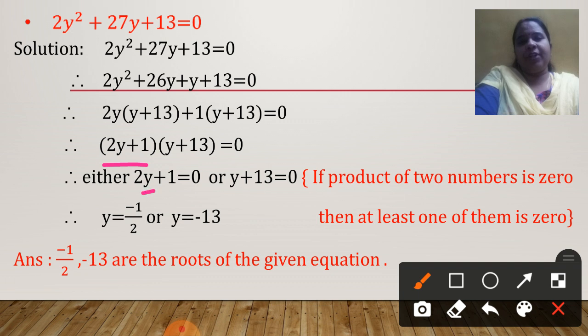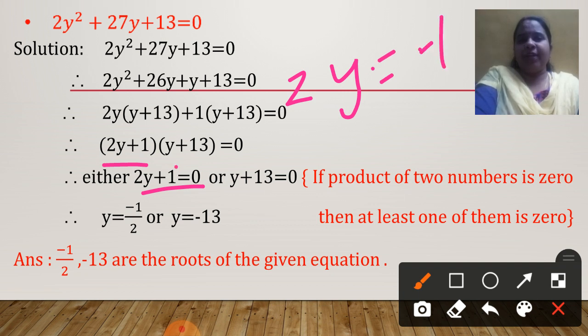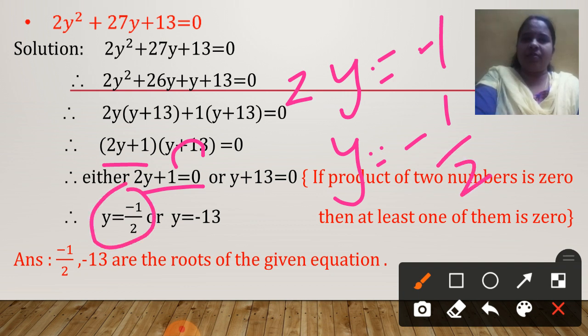After this one step I have not written. If you want, you can write that 2y will be equal to minus 1. Yes or no? 1 can be shifted this side, will become minus 1. So y is nothing but what? Minus 1 upon 2. That is the reason I have written here y as minus 1 upon 2.